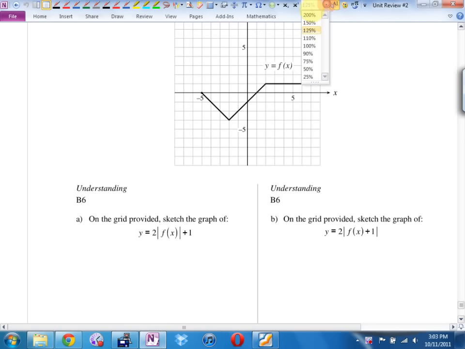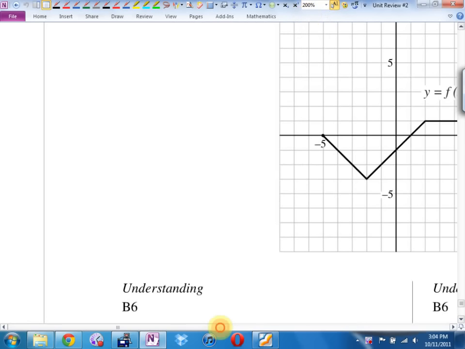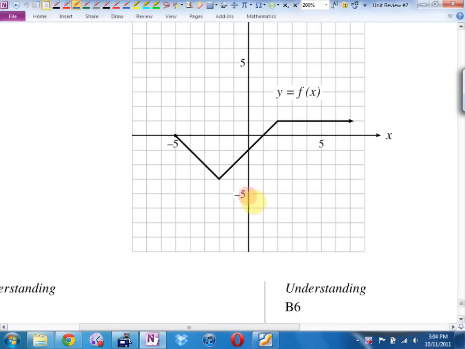Let me zoom in. See this negative 5 right here? Count. How many squares down is it? And so we were using this as negative 4 and doubling it to get to negative 8. And then reflecting to positive 8 and ending up 1 up, which was 9 and off the page. And we couldn't figure out why.